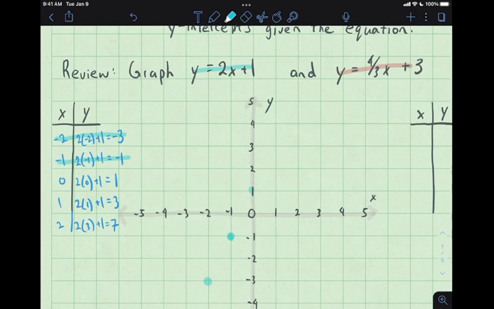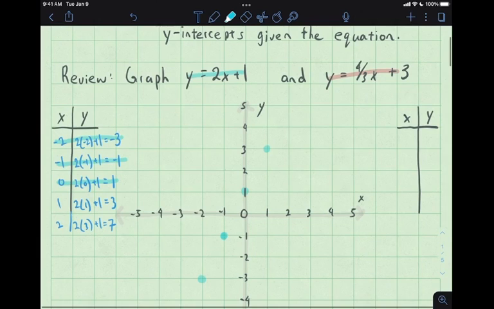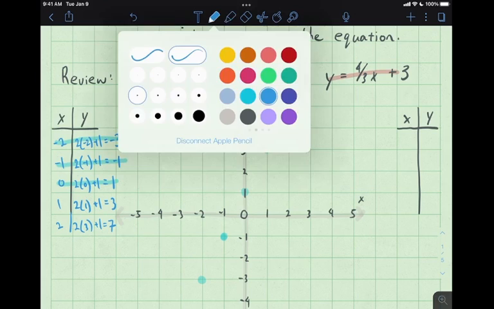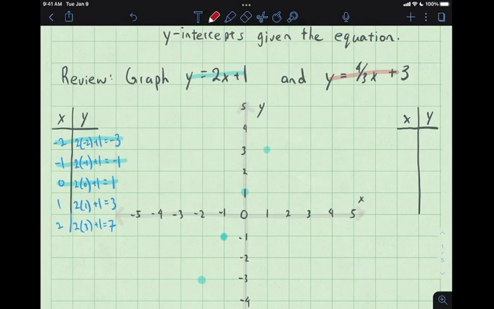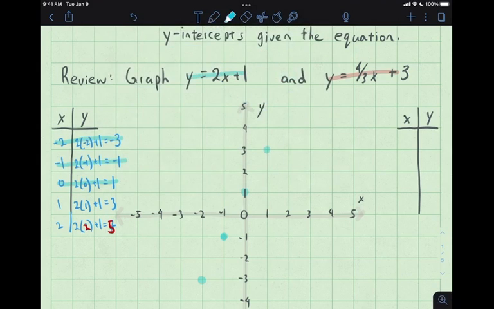For 0, I go up to 1. That's this point. 1 and 3, that's this point. 2 and 7, I guess that would be like all the way up here. 4, 5, 6, 7. Wait a second. Seems like I made a mistake there. You see it? It's way too high up. So my error, let's fix it in red. This one should be a 2, which gives this value of 5. 2 and 5.